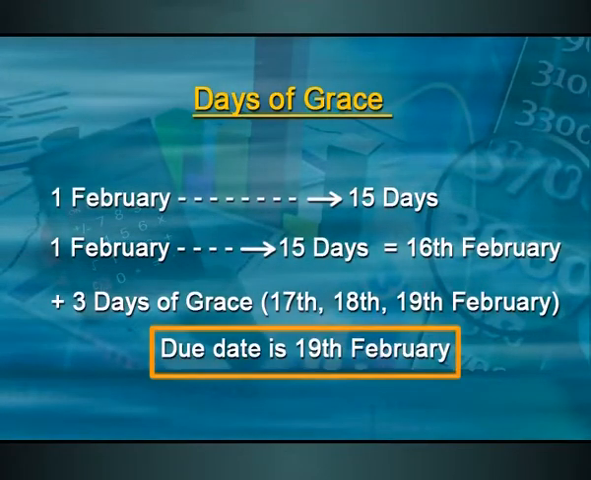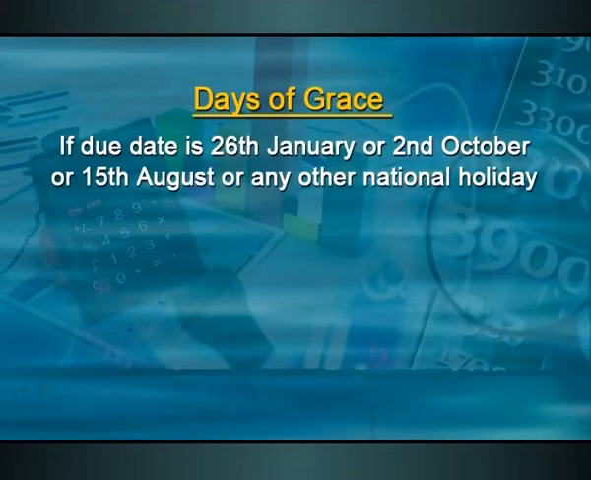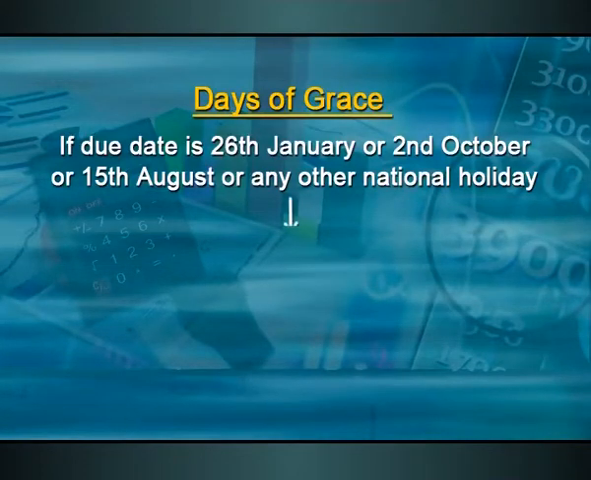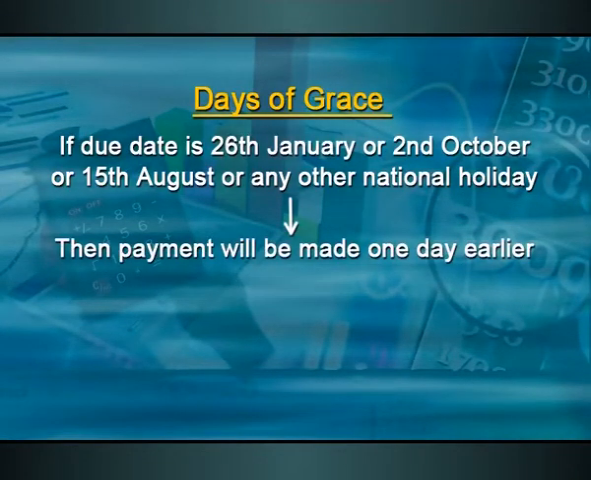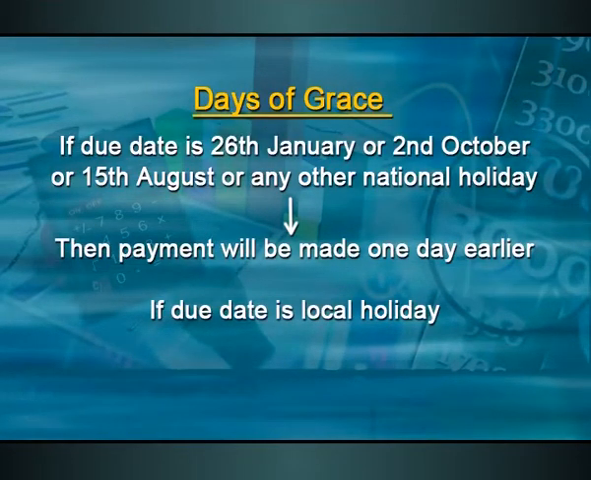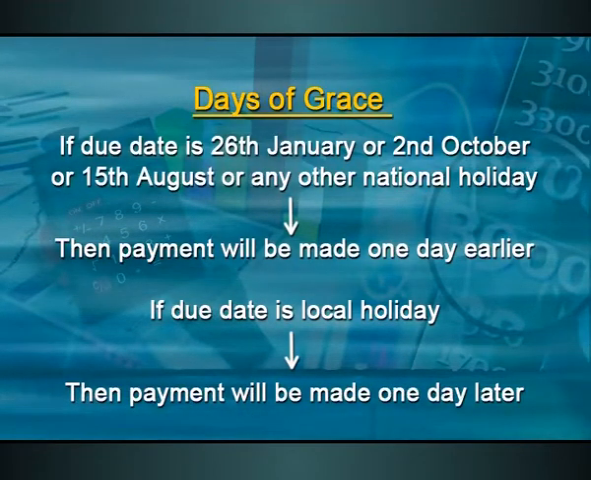All right. And suppose by chance the due date comes out to be a national holiday or a public holiday, then the payment of the bill is going to be made a day earlier. Suppose the due date is going to be 26th of January or 2nd of October, which is a national holiday in our country, then in that case the payment will be made 1 day earlier. And by chance, if it is a local holiday, like a local closing on Sunday or something like that, then the payment of that bill is going to be made 1 day later. In place of Sunday, it would be made on Monday. So this is the due date which you should know well in advance.